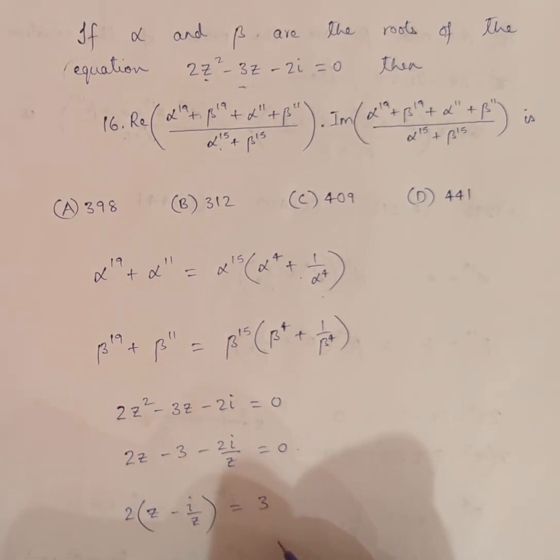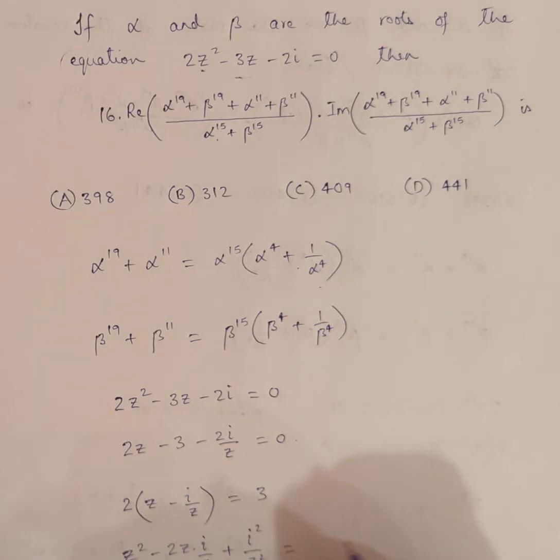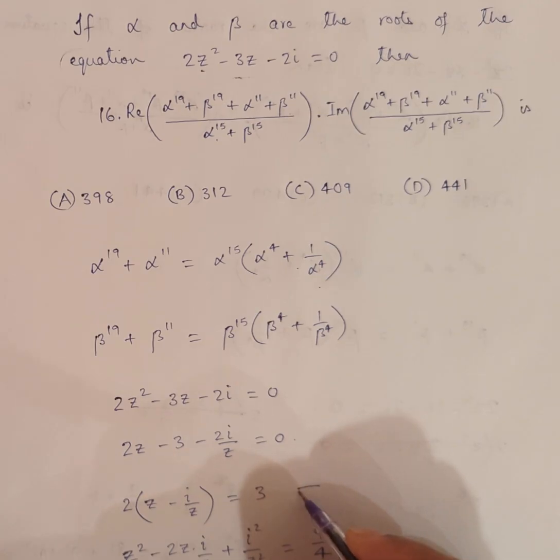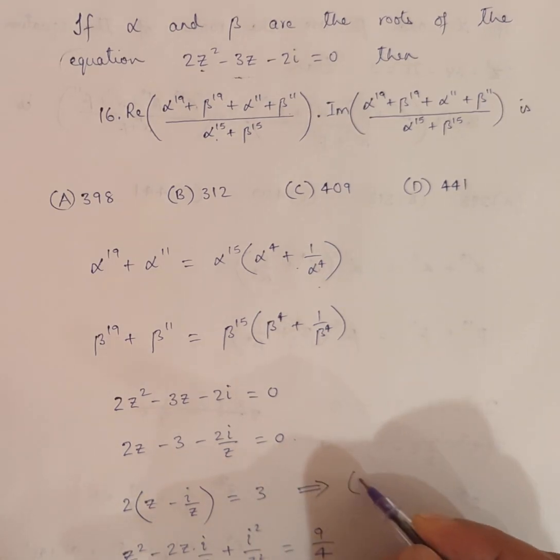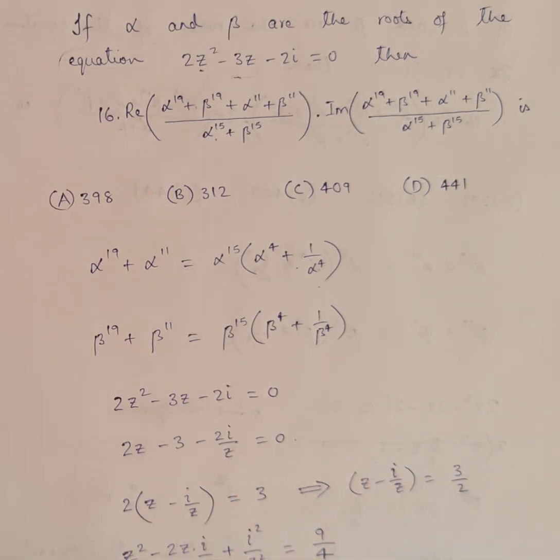And take this 2 to the other side and square. So when you square, what you get is z squared minus 2z times i over z plus i squared over z squared. Notice I've already taken 2 to the other side. So this is 3 over 2, and that would become 9 over 4. All right, let me not skip that step. So what I have done is z minus i over z equals 3 over 2, and now I have squared both sides.